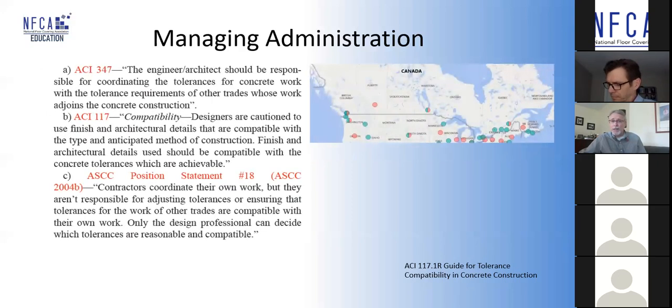And ACI has several instances of where they've said, you know, engineer and architect should be responsible for coordinating. Compatibility, for designers are cautioned to use finish and architectural details that are compatible with the type of construction. And again, the American Society of Concrete Contractors says there's a difference between Division 3 and Division 9. You should pay attention to this.